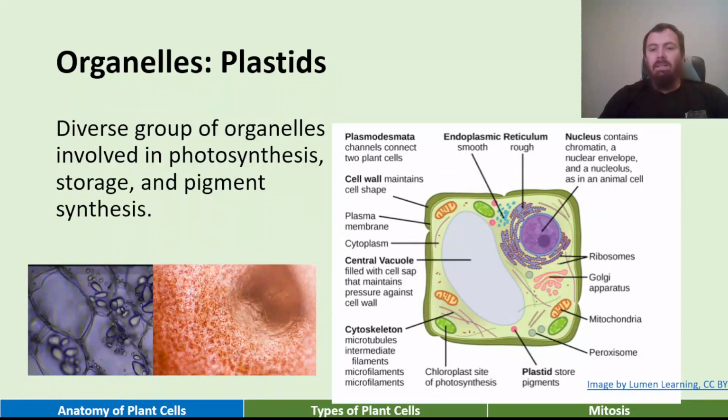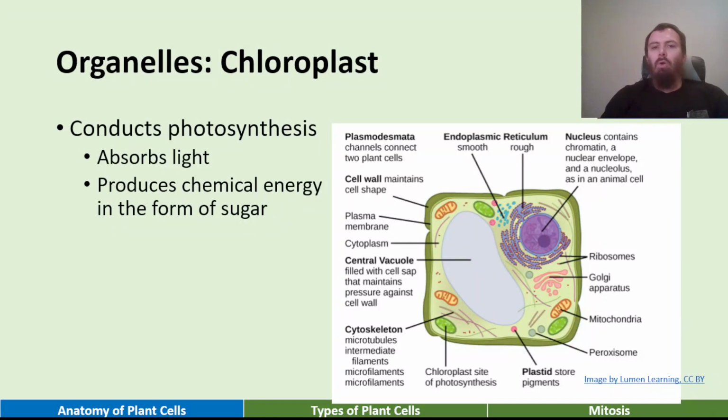Then we have plastids. Plastids is actually a group of organelles. We're going to talk about several different groups in them that are responsible for storage, for photosynthesis, for pigment storage, for a variety of different functions. But plastids is just a catch-all group for several different types. The most common one being chloroplast.